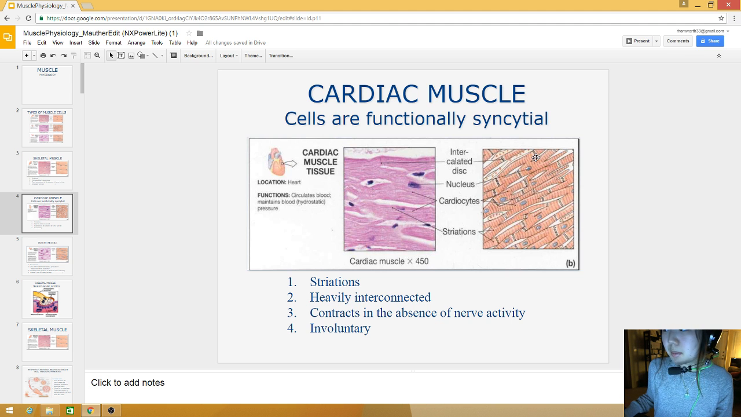So cardiac muscle cells will contract in the absence of nerve activity because of the presence of the pacemaker. Pacemaker cells in the heart are actually muscle cells that are modified to work like a generator of electrical current. And of course, the cardiac muscles are involuntary.